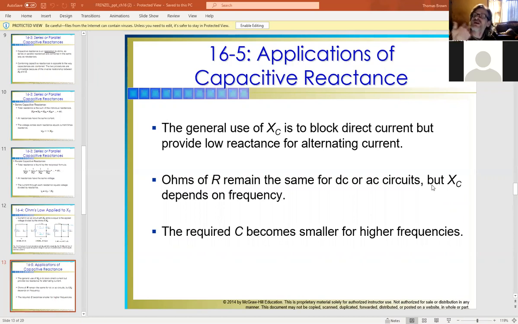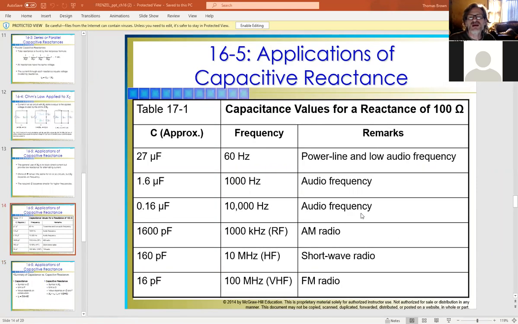And that's what we're going to start looking at basically through the end of this chapter and definitely going into chapter 17, where we do start playing around with capacitors and how they react to different frequencies and what happens with that. Okay, and then a very bottom statement, another general one: the required C becomes smaller for higher frequencies. And this is true based on the inverse relationship of X of C. So as we increase that frequency, you'll see later on what actually happens with that.